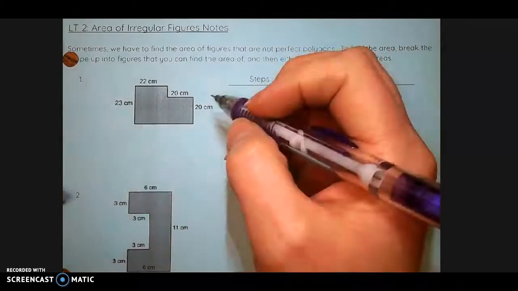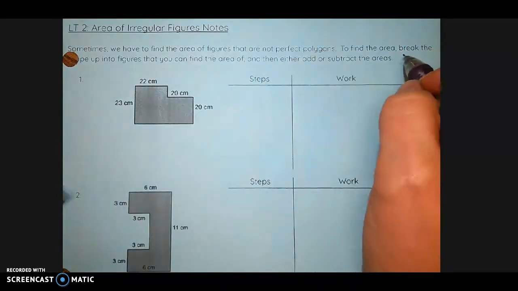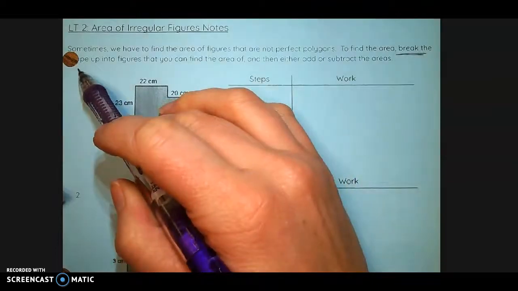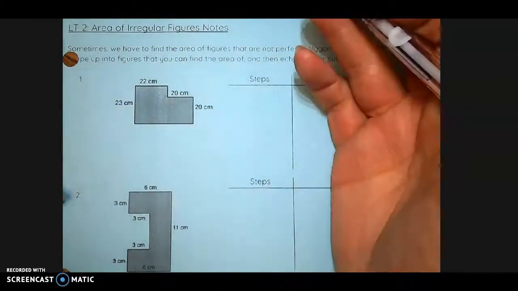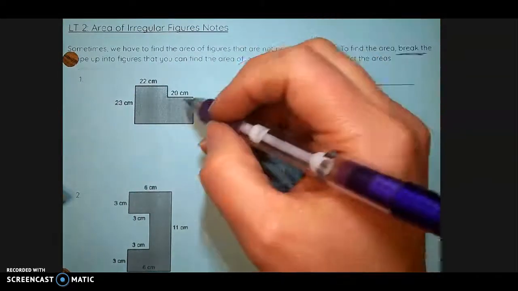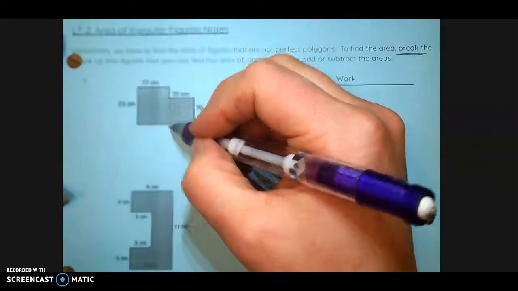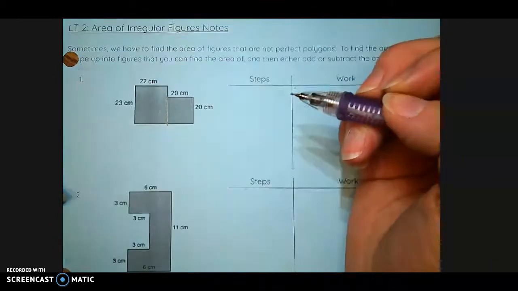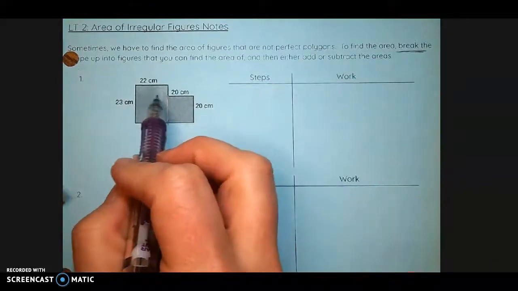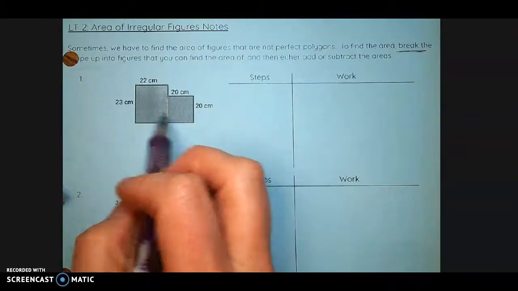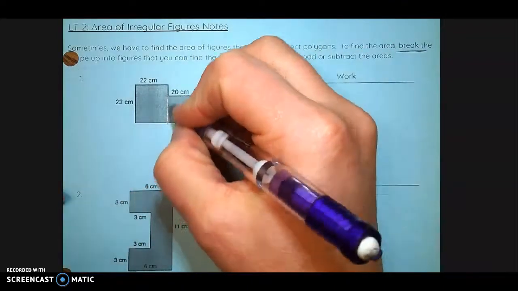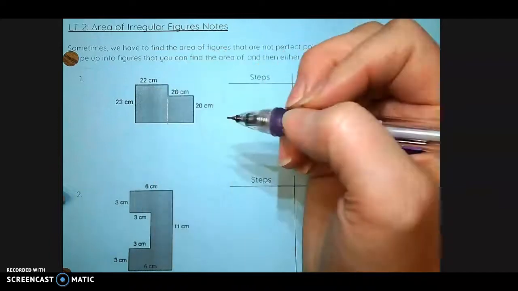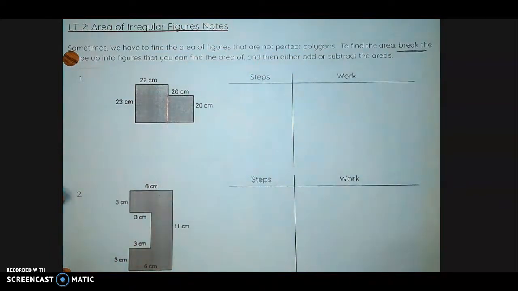So what we're going to do is take those and break the shape up into figures that we know. So if I look at this one, you're like, well, I can look at it as a square and a rectangle. I could see that here. I could also think of it as a smaller rectangle up here and a bigger rectangle down here. For me, I feel like this square is already labeled and this piece is already labeled, and so those are just ready to go.